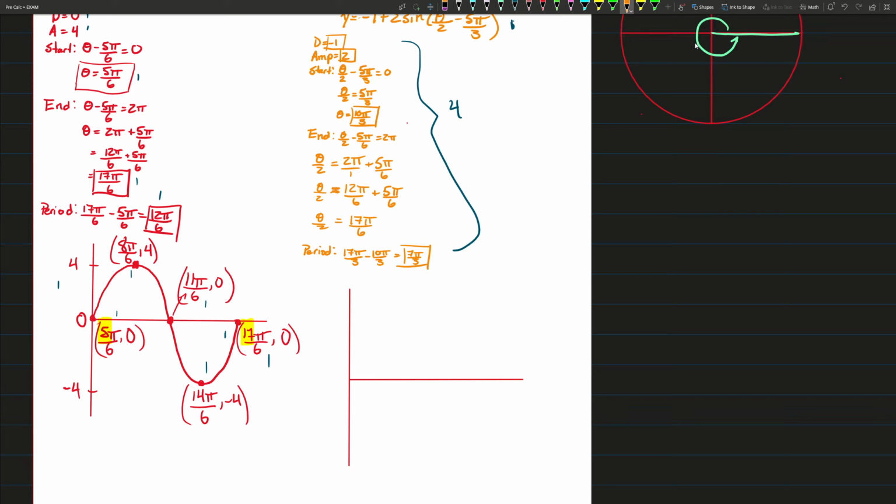I'm not sure where. Yeah, I'm not sure what you're talking about, Jack. Because then theta would still be 17 pi over 3.